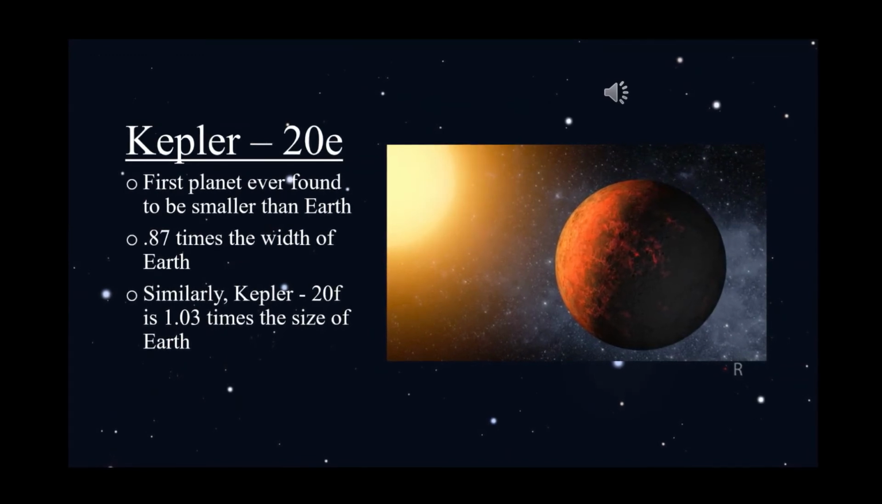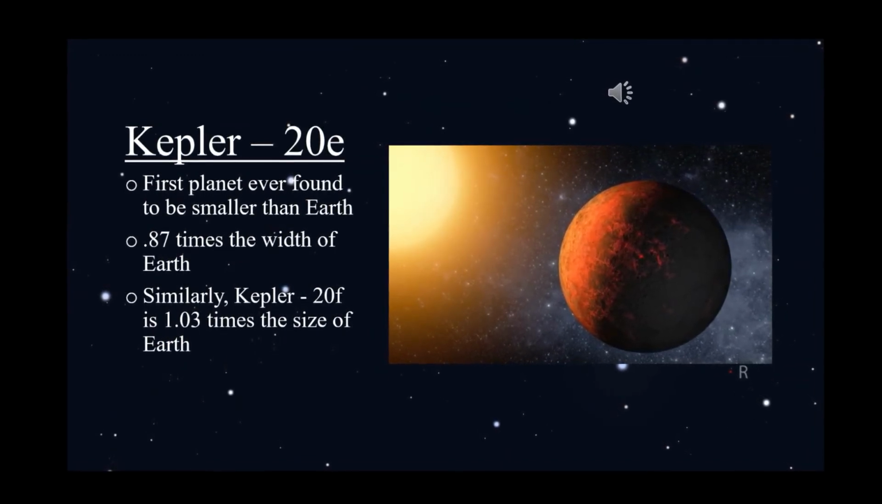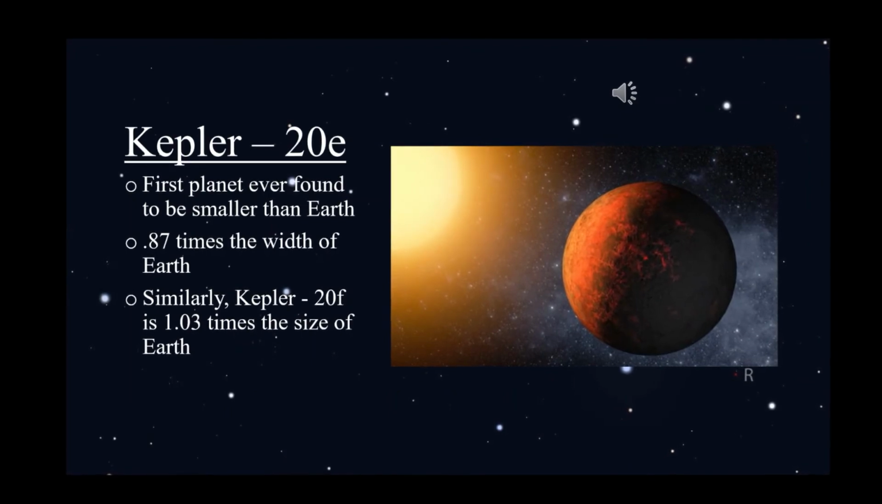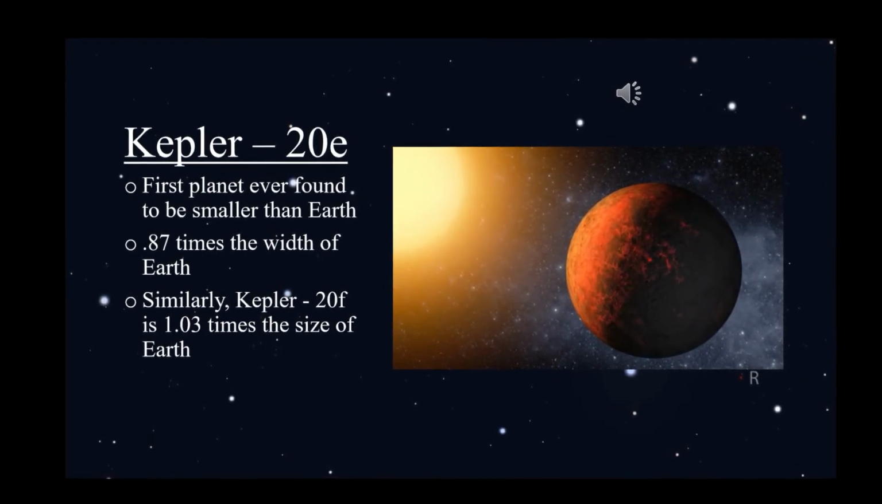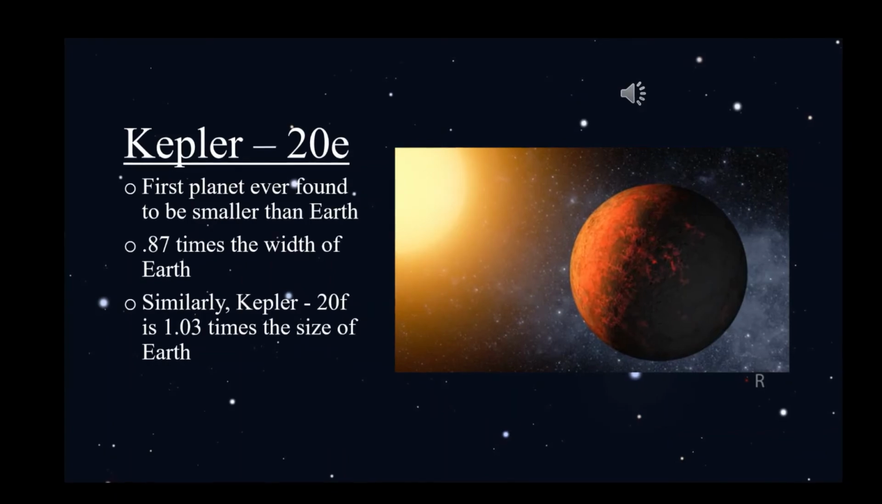Kepler-20e was the first planet found smaller than the size of Earth. It is 0.87 times the width of Earth, similar to Kepler-20f in size. Kepler-20f was 1.03 times the size of Earth.